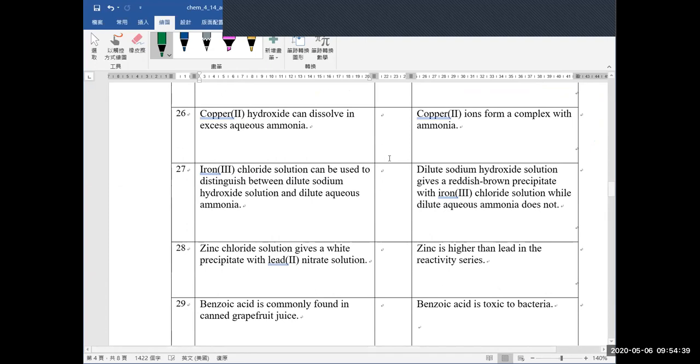Copper 2 hydroxide can dissolve in excess aqueous ammonia. Copper 2 ions can form a complex with that. It's still A. Show me the form of the complex. What is that formula? Not correct, sorry.